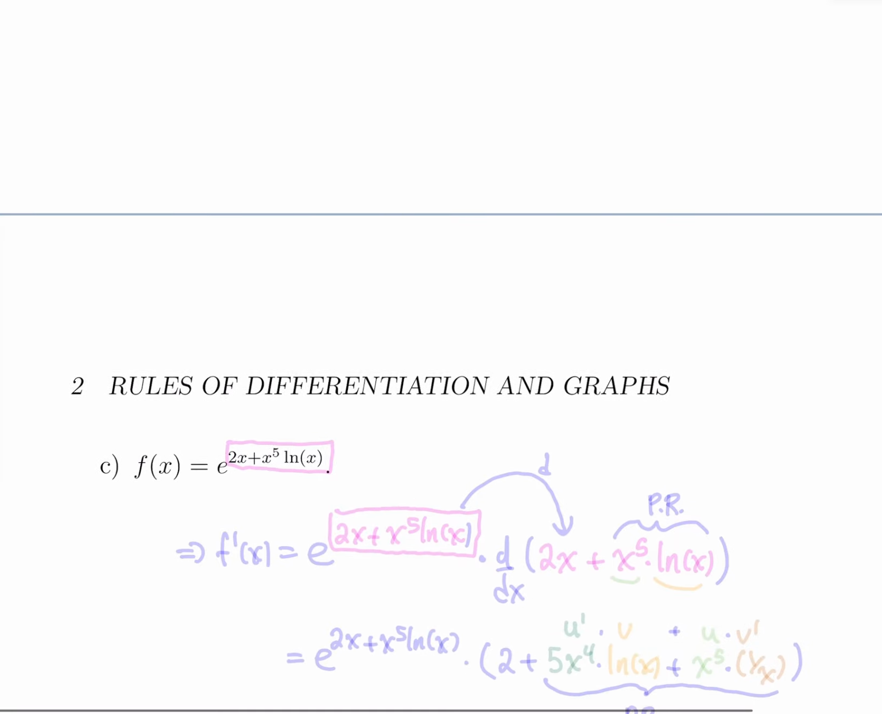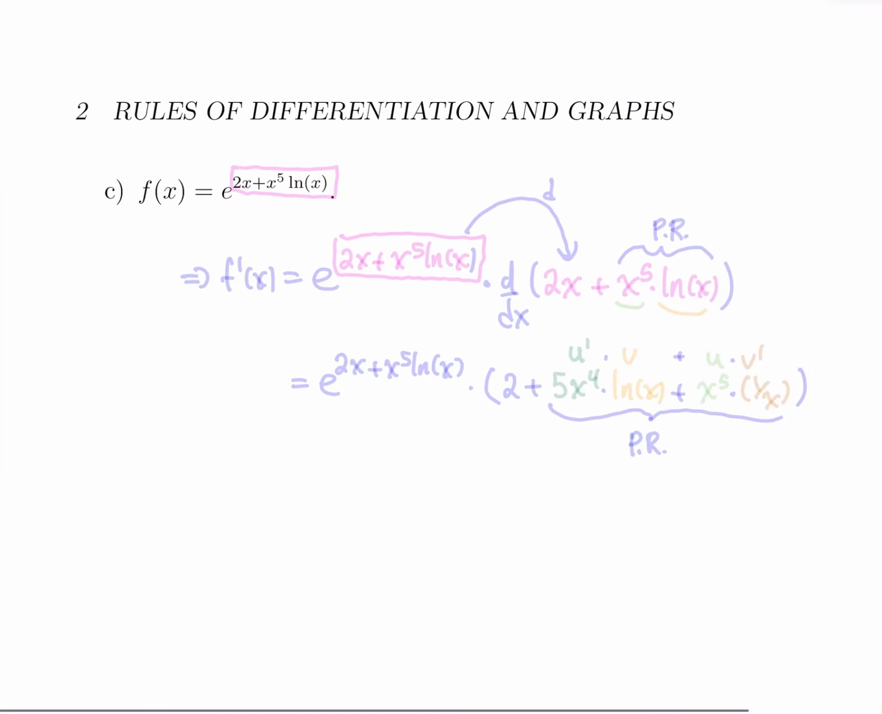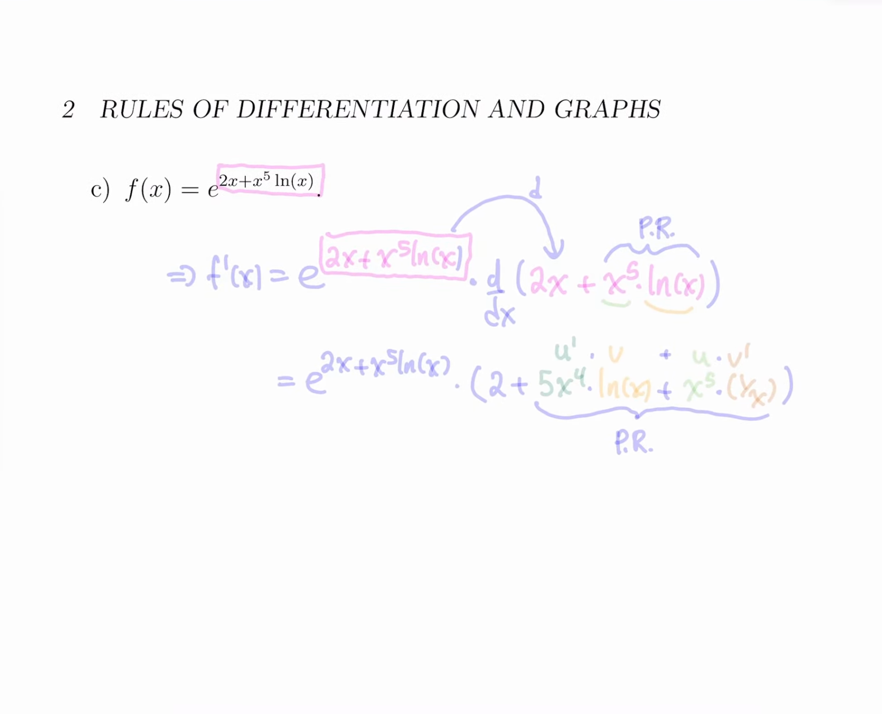All right, the next example is very similar to the one we just did, but instead of starting with a product that turns into a computation where you need a chain rule, this one is initially a chain rule where we will need a product rule after. So here, our function is f of x equals e to the power of 2x plus x^5 times ln of x. So we have a big function at the inside of our exponential function.